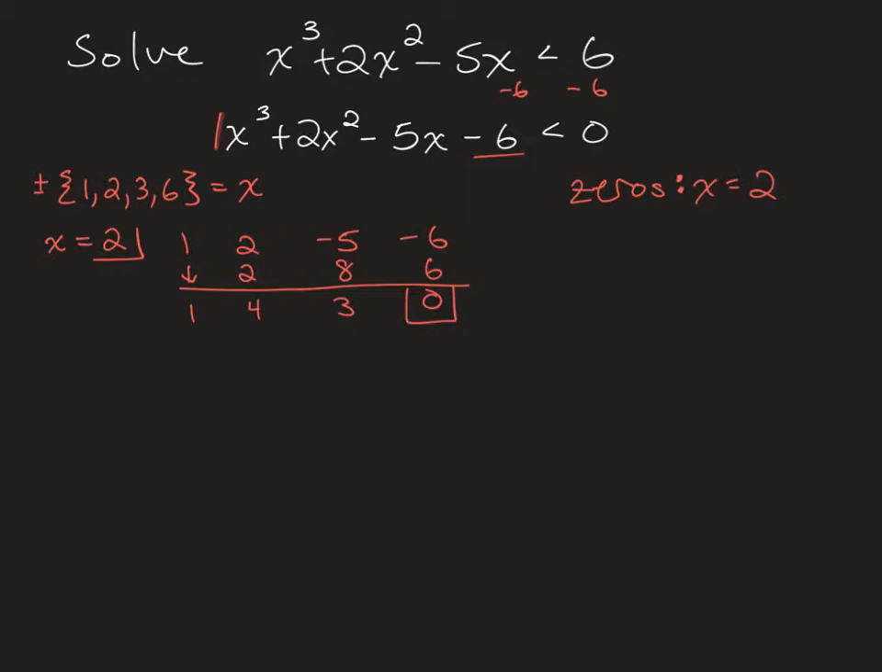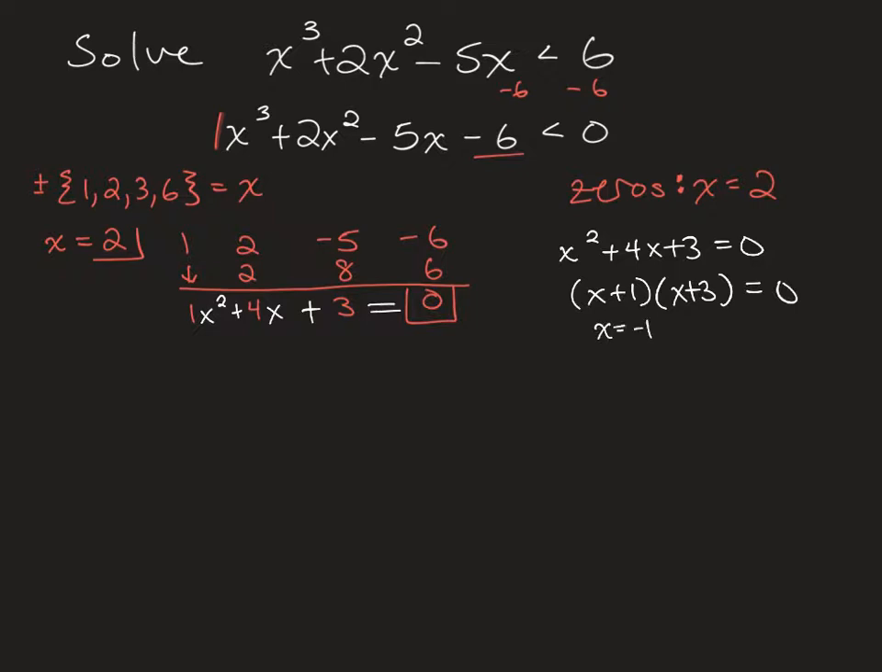From there, we can take this answer down here, interpret what that means. That would be 1x squared plus 4x plus 3. I'm going to factor that off to the side here. So I've got x squared plus 4x plus 3 equals 0. That factors to x plus 1, x plus 3 equals 0. So that means my other two zeros would be x equals -1 and x equals -3. So I've got -1 and -3 in my list here.